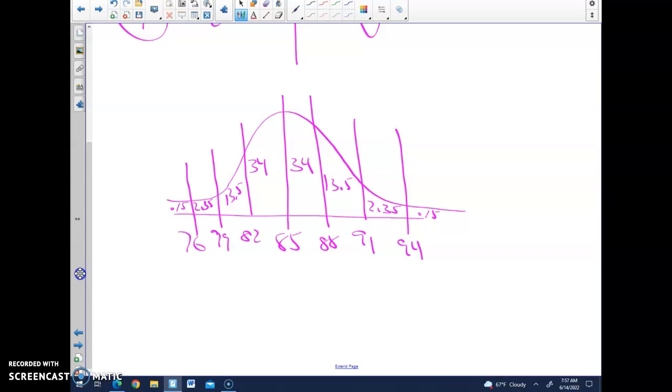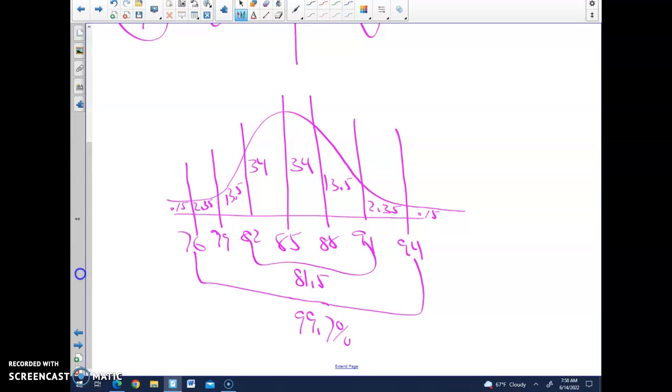If I want between 82 and 91, 34 and 34 is 68, 68 and 13.5 is 81.5%. That's your first one. Between 76 and 94, you're talking about 99.7%. We really don't need a calculator for that. We're just adding that up.